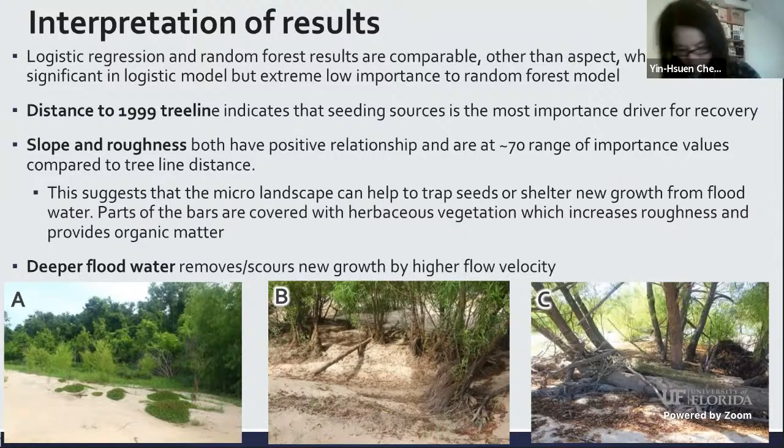So here I just want to show some interpretation of our results. The logistic regression and random forest models are quite comparable. As shown, the top 4 important variables are actually significant in the logistic regression, other than aspect, which is 0 in the random forest but was significant in the logistic regression model. The distance to the 1999 tree line indicates the importance of seeding sources.